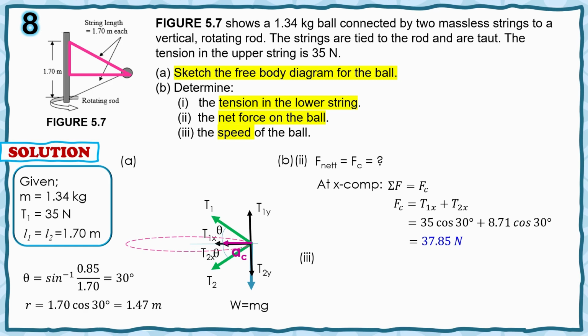Okay, the third one is you need to determine the speed of the ball. Because we have the value for the centripetal force, we can use Fc is equal to mv square over r, and substitute the Fc that you have calculated. The mass is 1.34, and the radius that we have calculated from the hidden info is 1.47. You will get that the speed of the ball is equal to 6.44 meter per second.